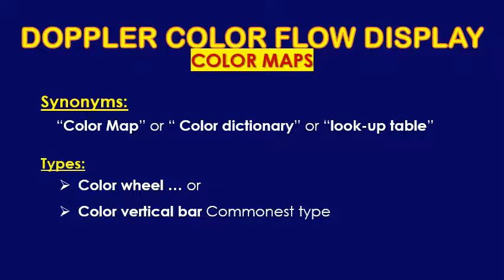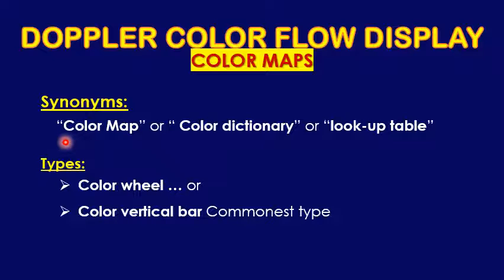So we finished the color box. Now we come to the color maps. The color map is sometimes called a color dictionary, a lookup table, or a color bar. Okay, in some machines a long time ago they used it as a wheel. Anyway, all of these give you the code of the color and the meaning of each color that you find in the color box.